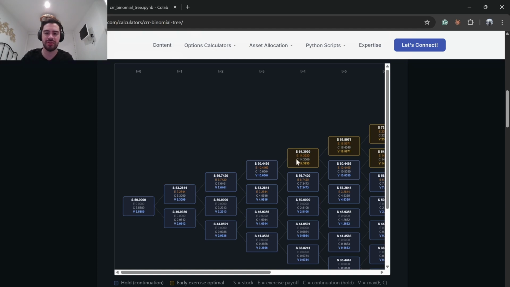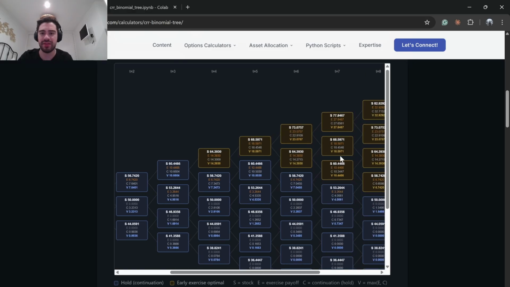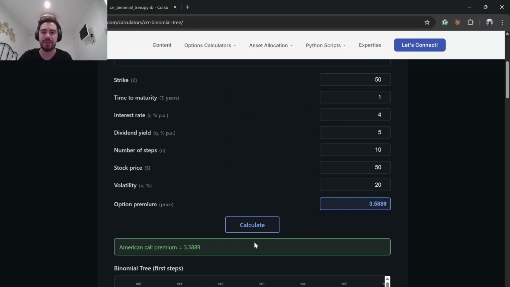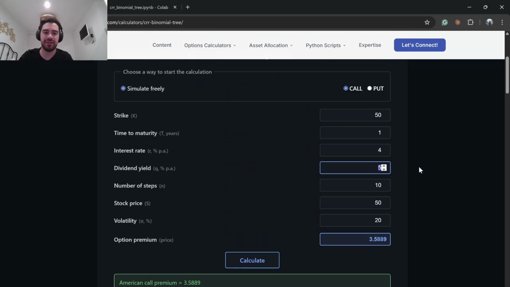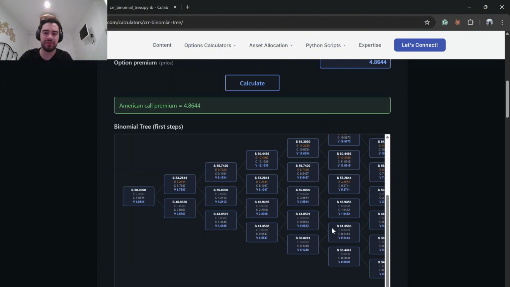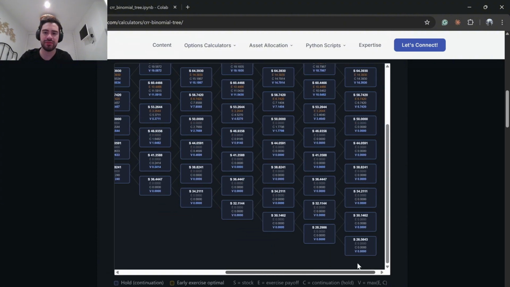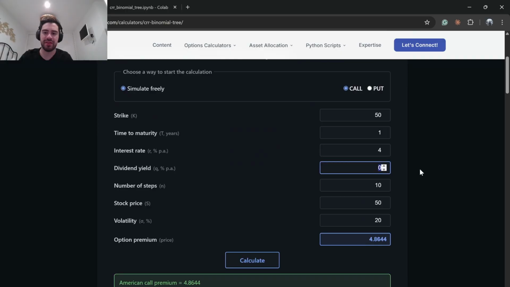Since I'm doing an example with calls, 14.3, for example, here, but the S minus K is 14.39, so the final value is going to be 14.39. So these yellow ones here are where early exercise is optimal. And imagine if I have a zero dividend yield, there would be no early exercise nodes. So that's the way to keep playing with it.